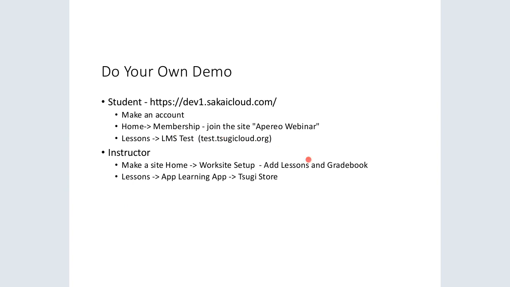I've got another website called test.sakaicloud.org, and I have a stock install. The test.sakaicloud.org is also on Nightly, but that's a 1-1 install, 1-1 connection. On dev1.sakaicloud.com, I have an LTI 1.3. And you could, if you want, while I'm talking, go ahead and make an instructor, make your own site, go to worksite setup, add lessons and gradebook. Then you could use the deep linking to go to the Sakai store and add the tool called LMS test, which is what I'm going to show you in screenshots, because just me doing it on Big Blue Button is not all that good.